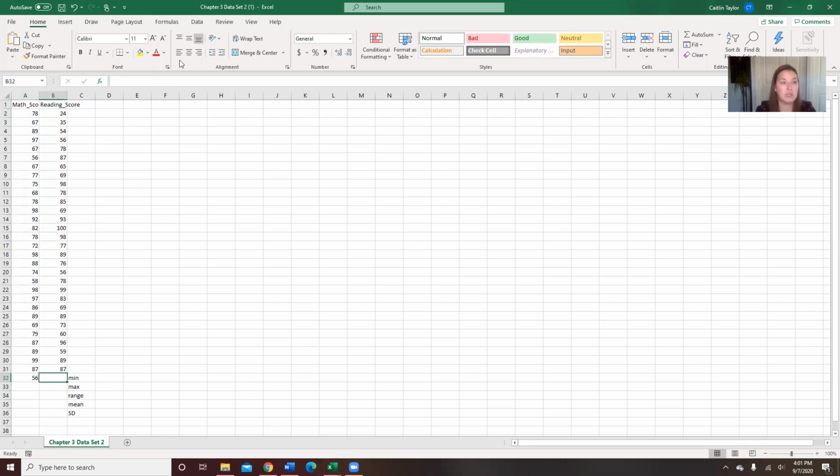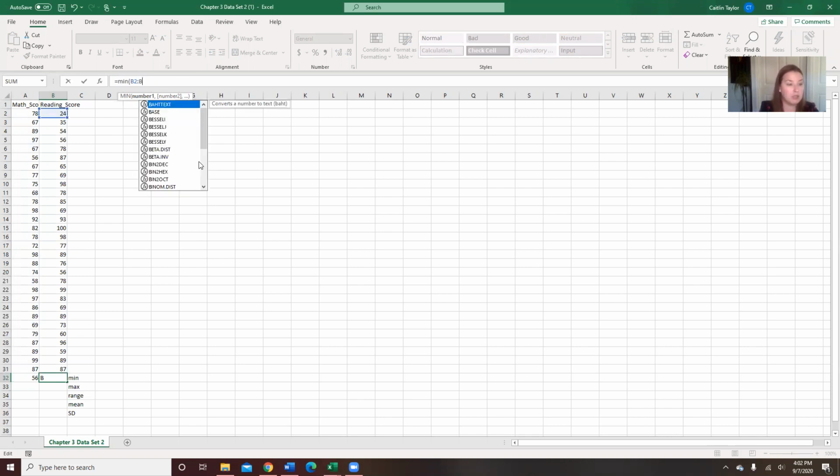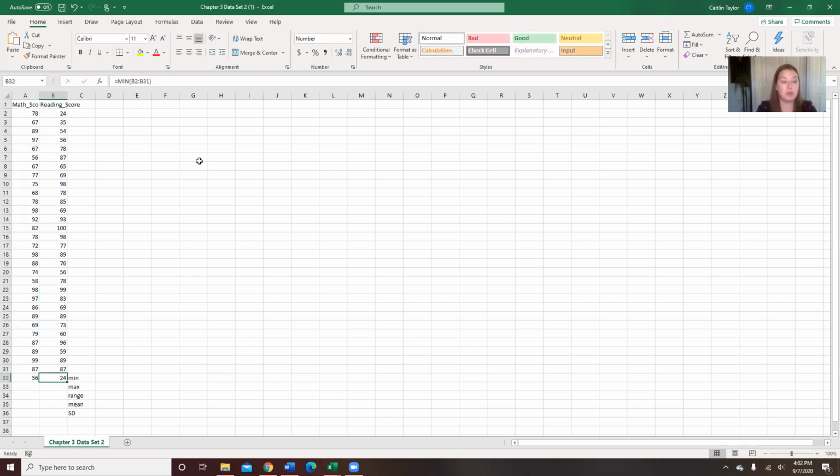Can go ahead and do the same exact thing for reading score, right? Minimum, but now we're in column B. So B2 colon B31 gives us a minimum of 24. Go back to the column for math. Now we're doing the max.